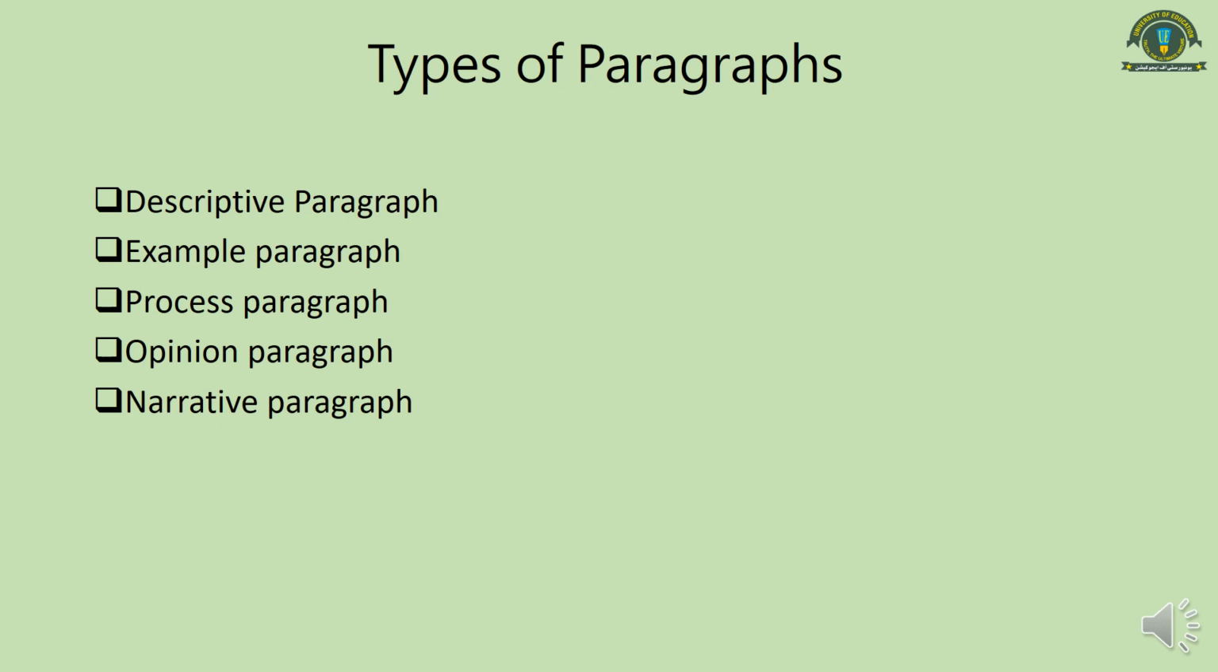And then we have process paragraph. In the process paragraph, we tell about the process of something. For example, all the cooking recipes come in process paragraph. Like if you start telling how to boil an egg, in this way you are telling about the process of boiling an egg.